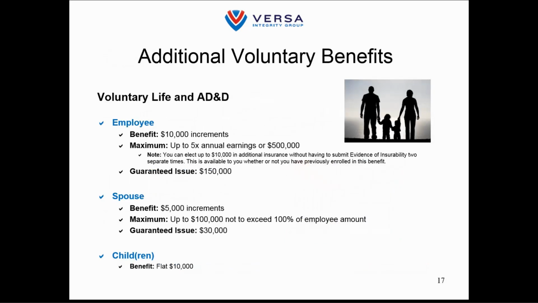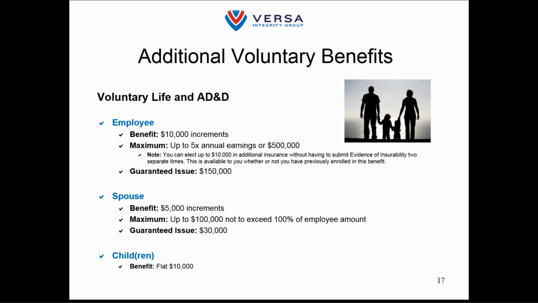If you'd like to purchase additional life insurance or AD&D coverage, you can buy up to 5 times your salary up to a $500,000 maximum in increments of $10,000 through the convenience of payroll deductions at attractive group rates. You can also purchase coverage on your spouse and children.